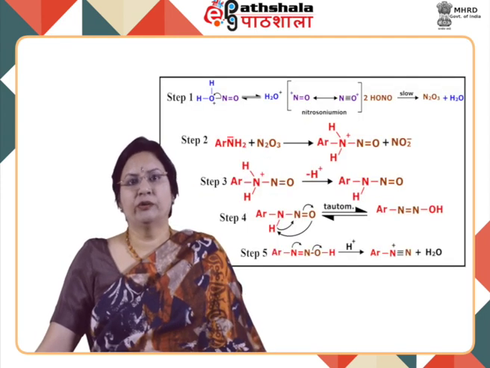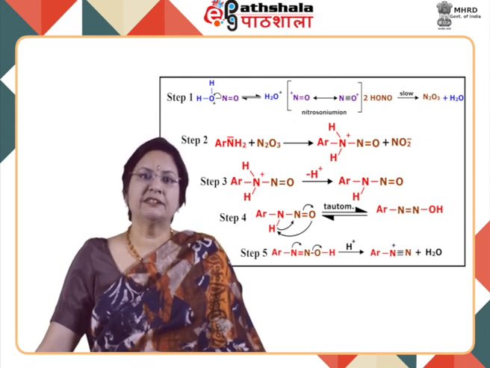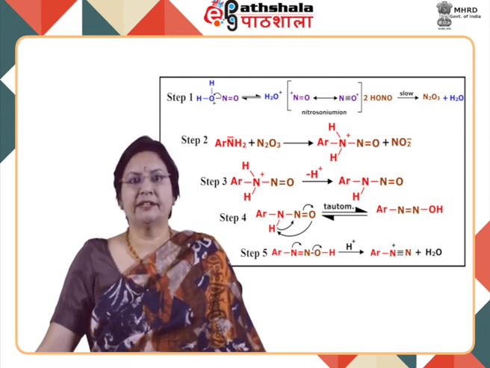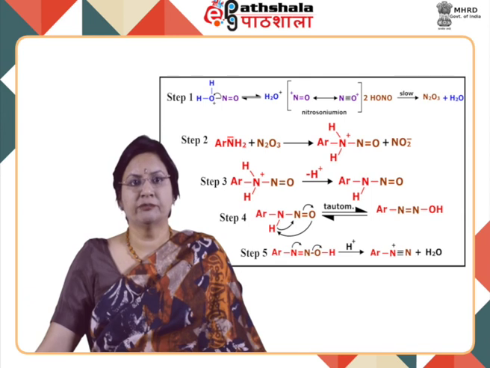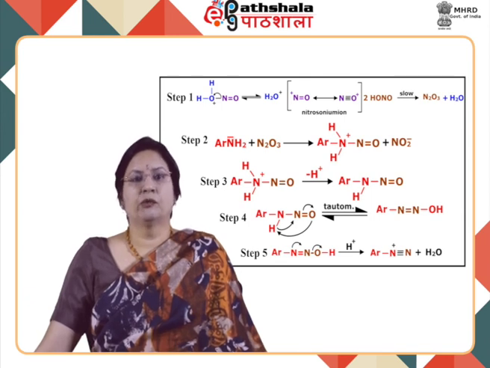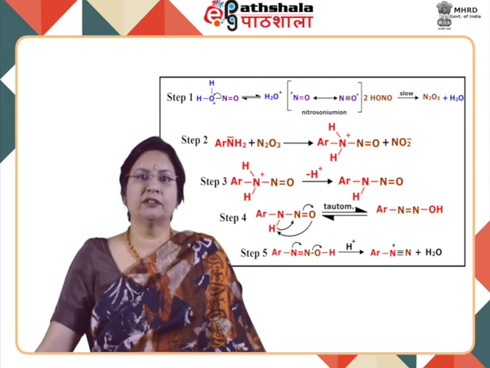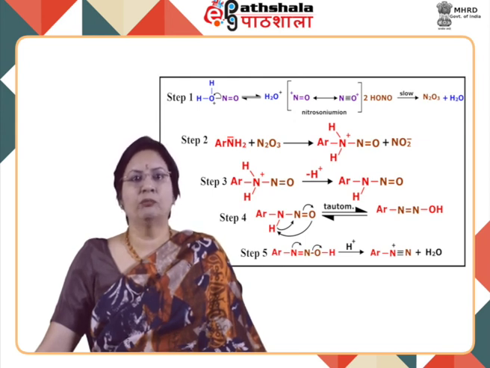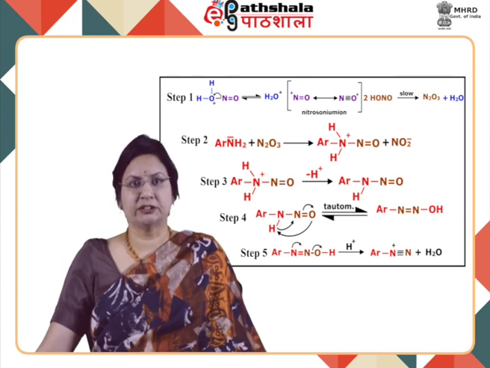Let us now try to understand the mechanism of diazotization. The first step consists of formation of NO+, that is nitrosonium ion, and dinitrogen trioxide. As you can see in this equation, there will be protonation happening on HNO2, and because of this there is the formation of water and NO+, that is nitrosonium ion. And this nitrosonium ion you can see here is resonance stabilized by these two structures.